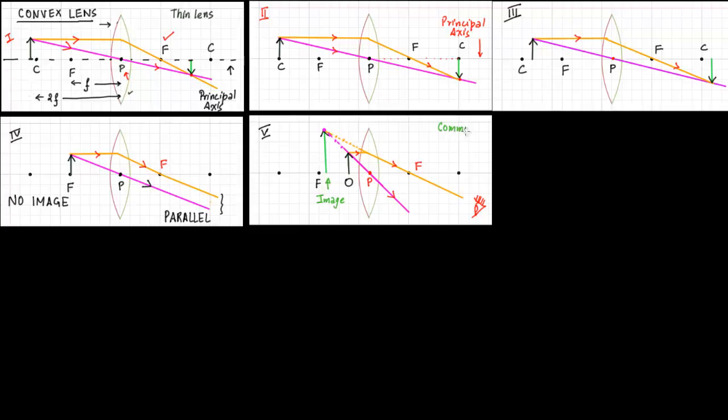This is a common lens which is used for magnification. So if you put your hand behind a convex lens and you bring your hand between the focus and the center of the lens, you will see a magnified image of your hand, and that is precisely because of this case 5. So the light green is the image that appears.